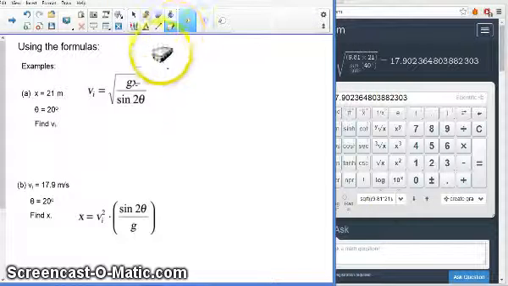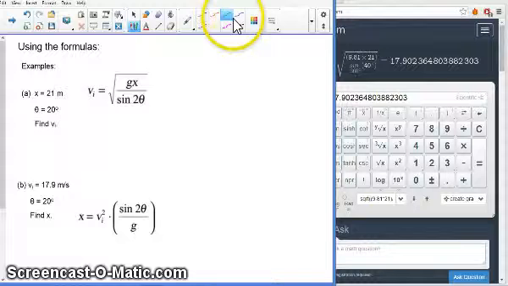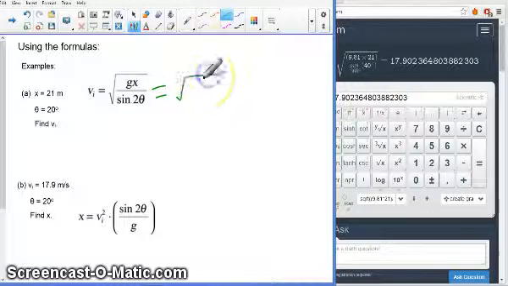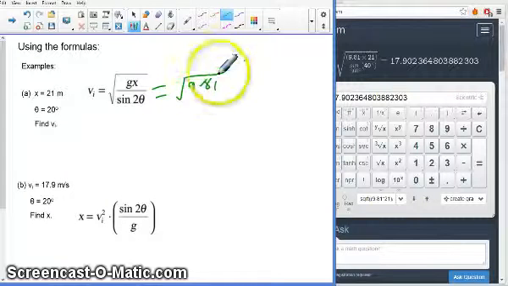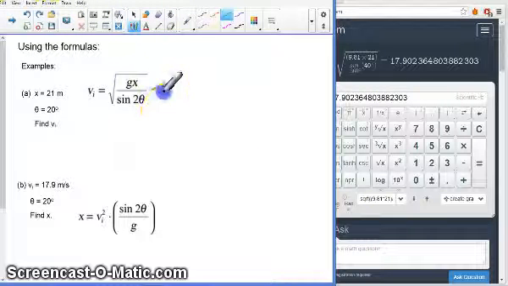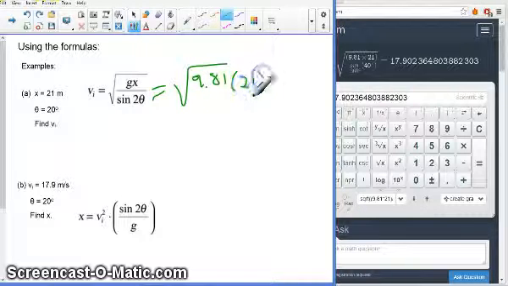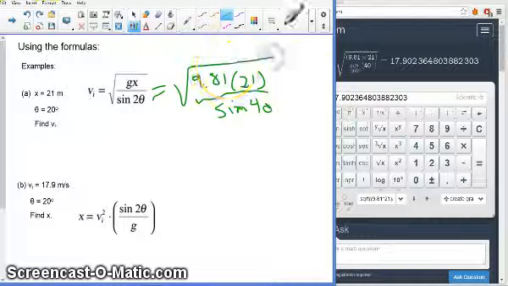This equals, oops, let's see, I had to edit there because I screwed up. Equals 9.81. Alright, let me back up because that looks ridiculous. Okay, it equals square root 9.81 times 21 over sine of 40. Okay. Oh my goodness. Hopefully your handwriting is better than that. And that's enough. You can just show that.